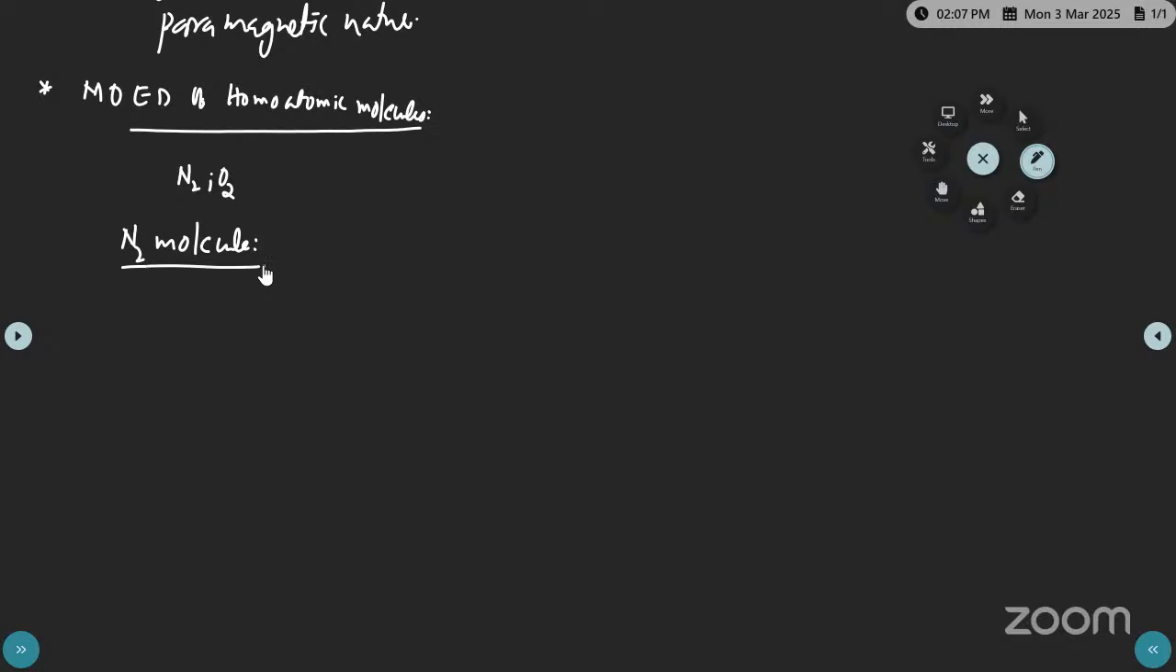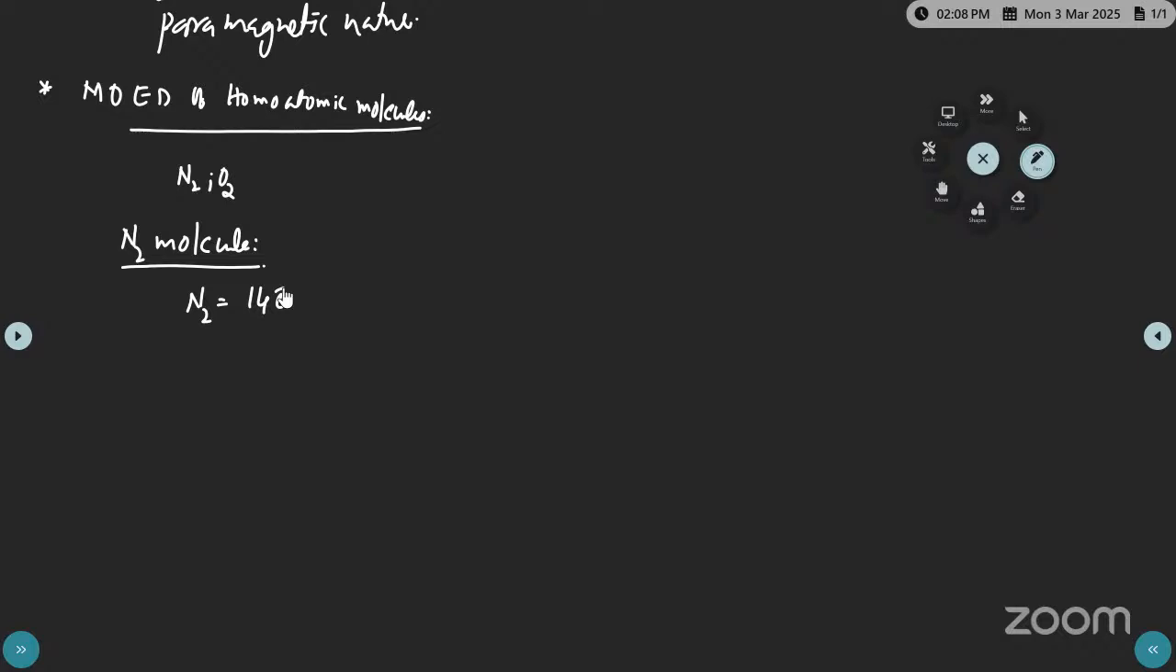Nitrogen molecule. In nitrogen, each nitrogen has how many electrons? 7. What is the configuration? 1s2, 2s2, 2p3. So in the nitrogen molecule, 14 electrons are there.